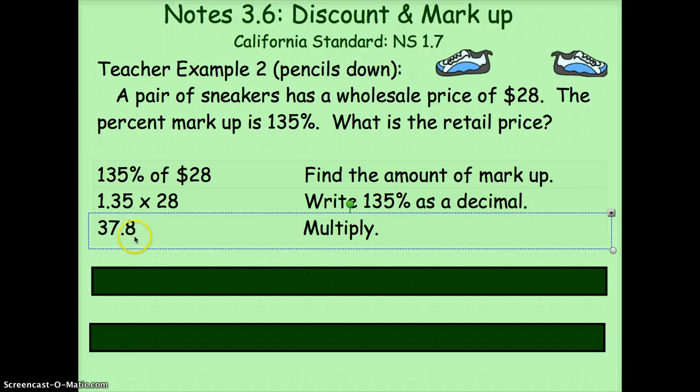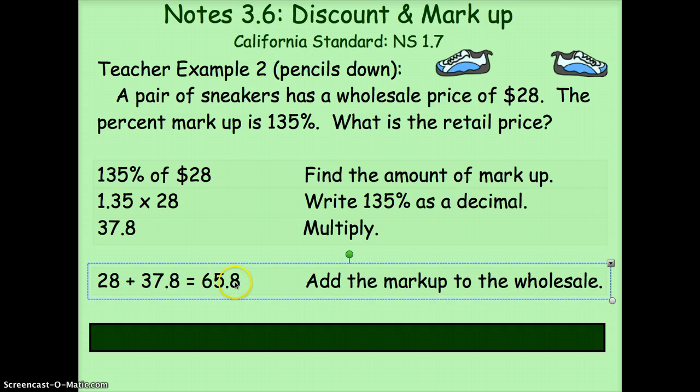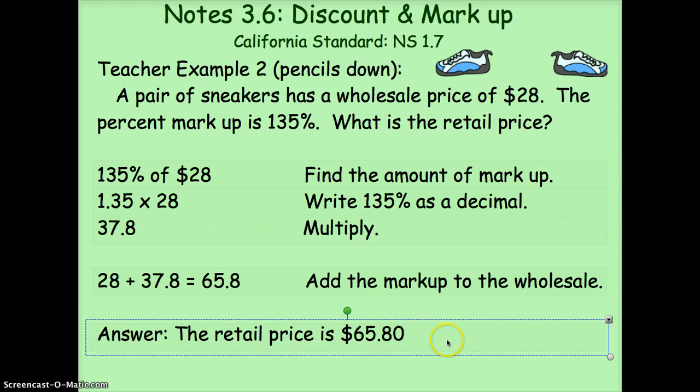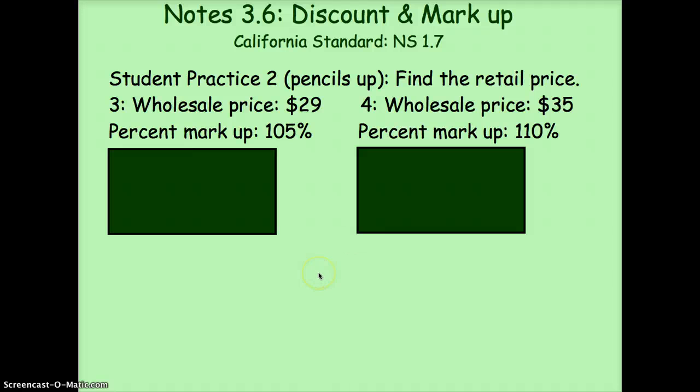And now, that's the markup, but I need to add that on to the original price. And I end up with $65.80. Okay, so now that I've got my decimal, of course I need to put my dollar sign and add my extra zero for my change. Notice this way there's no other method. All you can do is multiply and then add. You can't add first and then multiply later. It won't work. Try out these problems on your own. Do the best that you can. When you're ready, we'll take a look at your answers.